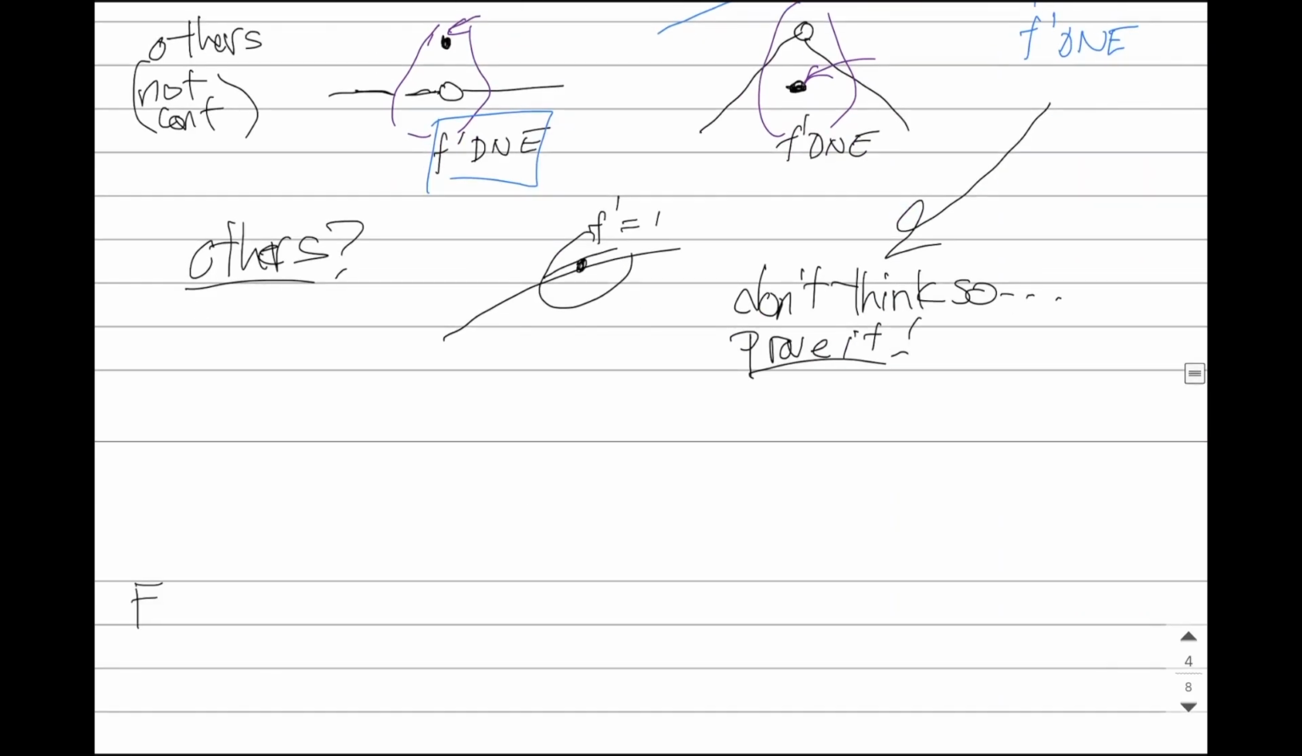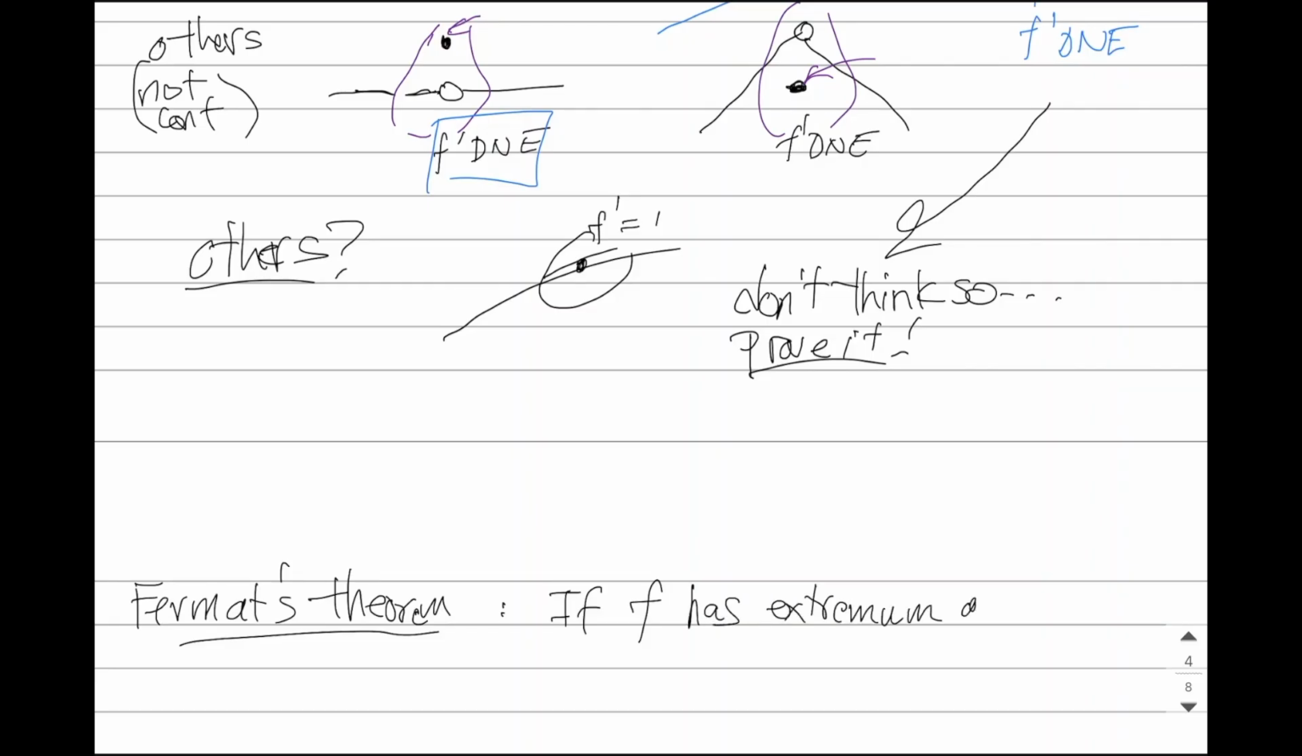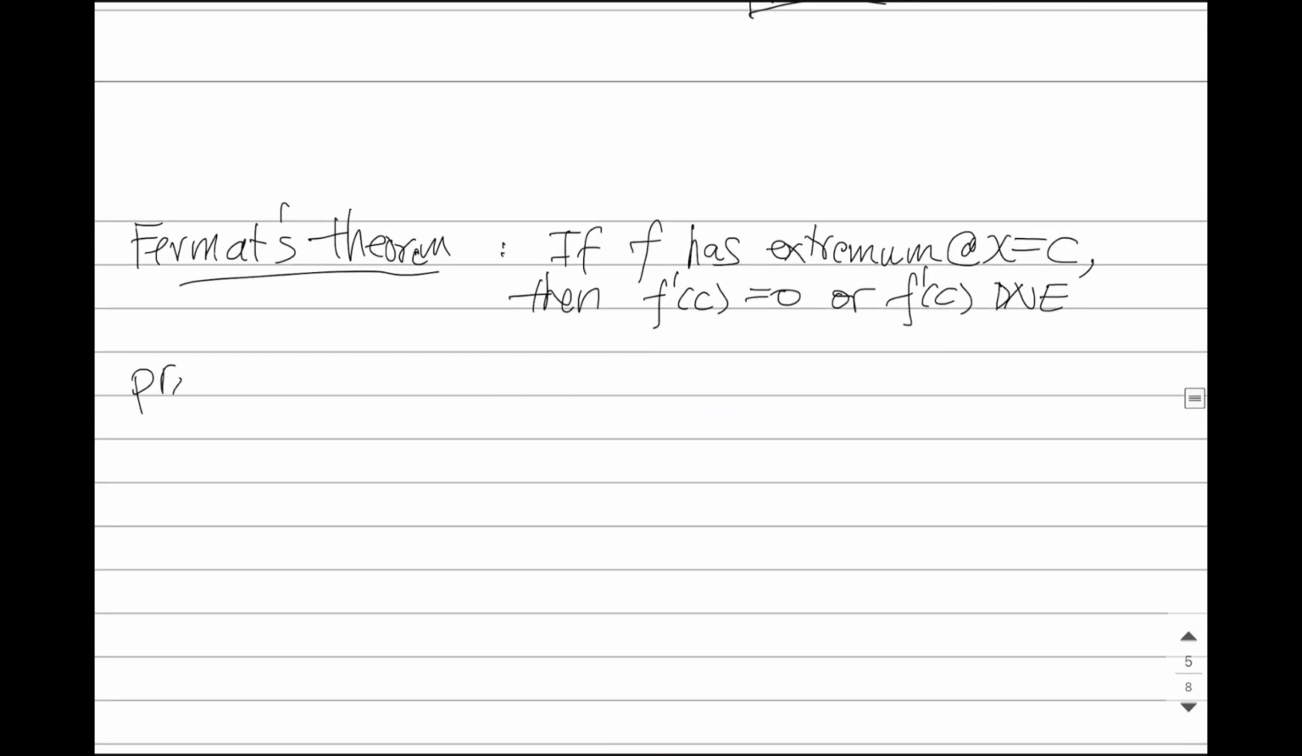This is an important theorem called Fermat's theorem. And Fermat's theorem says that if your function has an extremum at x equals c, then f prime of c is equal to 0, or f prime of c doesn't exist. There are no other options possible. You can't have the derivative equal to 1. It's not possible for any of the others.